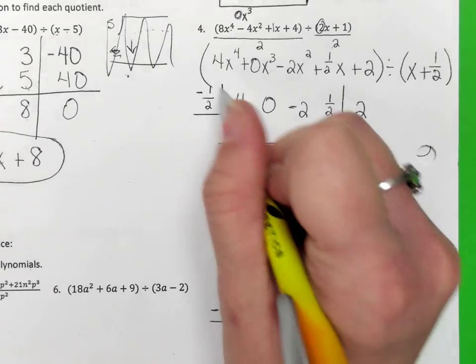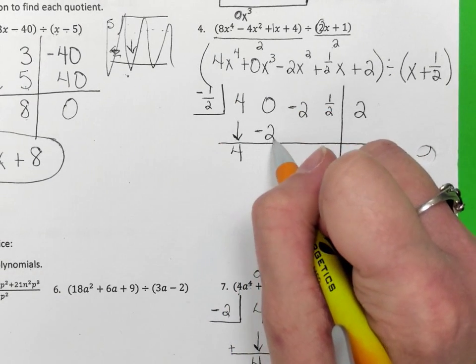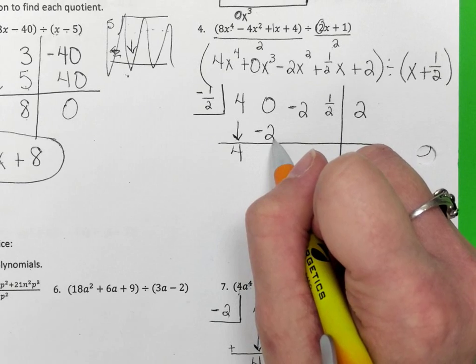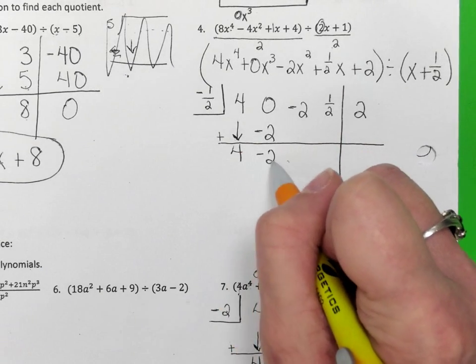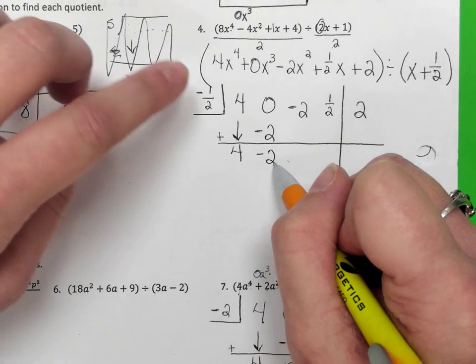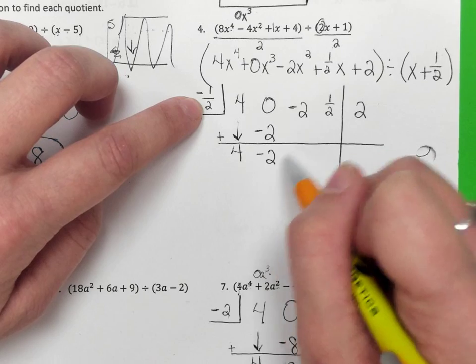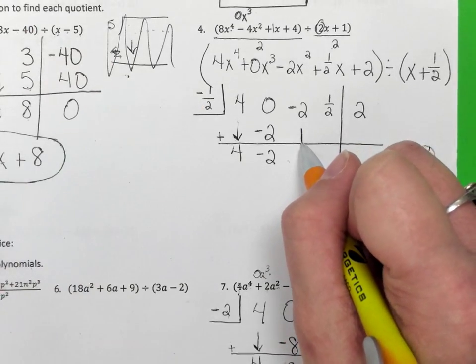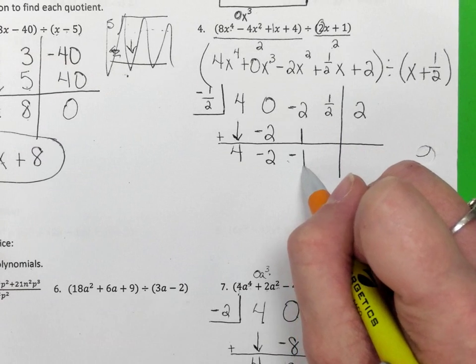And then multiply. What's half? When you do half, guys, just take half of it. That's negative 2. Are y'all okay? And then add those together, and you get negative 2. And then just do half of it again. 2 negatives make a positive. What's half of 2? 1. There you go. Add those together, and you get negative 1.